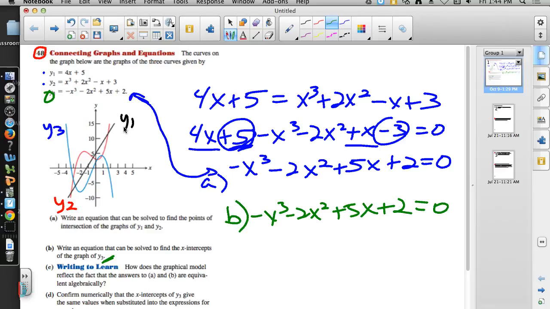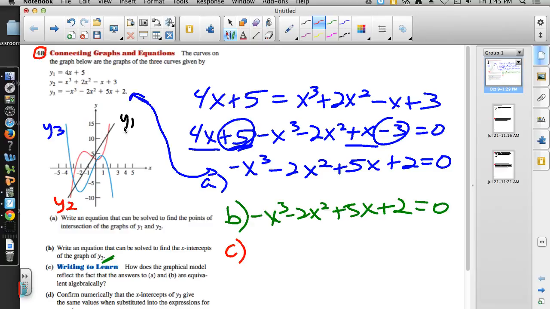So some of you are doing some serious overthinking on this problem. But you know what? We tend to think there must be an algebraic way for us to do this. There is, but the thinking on this one really needs to be, if I were to use my graphing calculator, what would happen here? Part C, writing to learn. How does the graphical model reflect the fact that the answers to A and B are equivalent algebraically? So looking at the graph, they're saying, how could we know that that was going to happen?